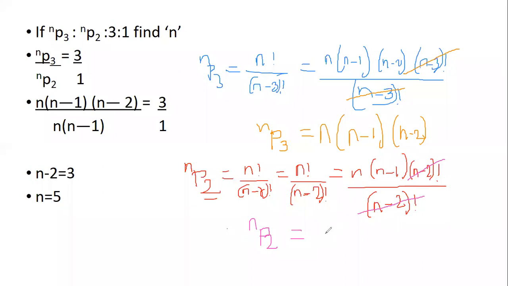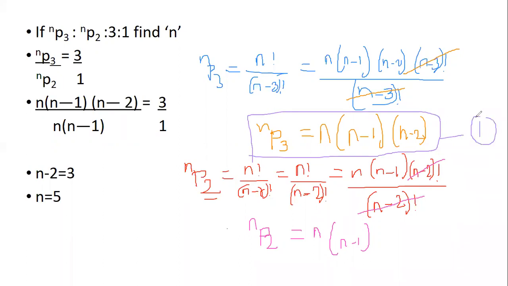I hope Rajeshwari understood what we were trying to do. Okay, so now we have n into n minus 1. So for NP3, this is the expression that is available. Let me name it as 1. And for NP2, this is the expression available. I'll name this as 2. Understood till here? Everybody understood till here?